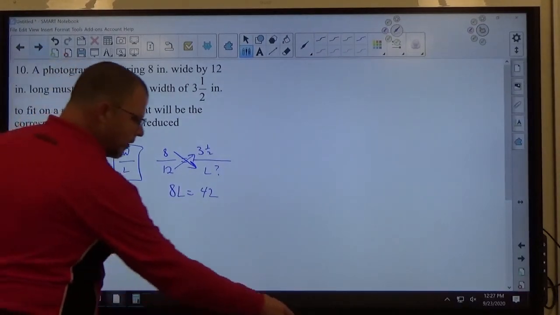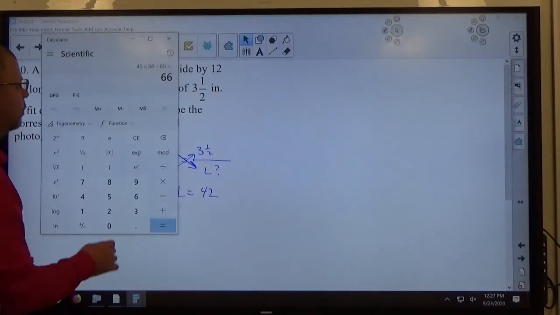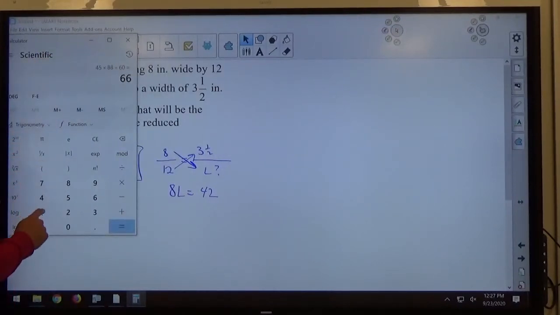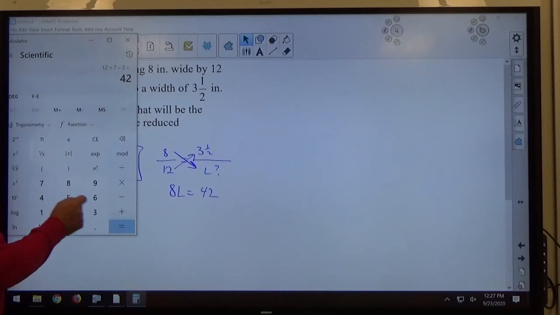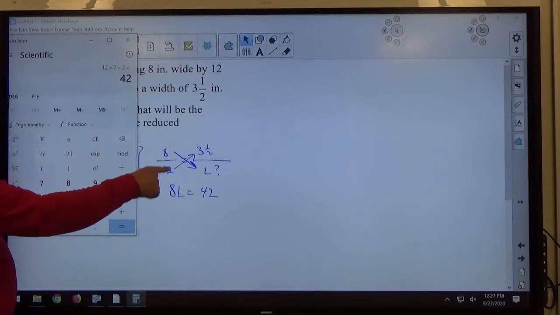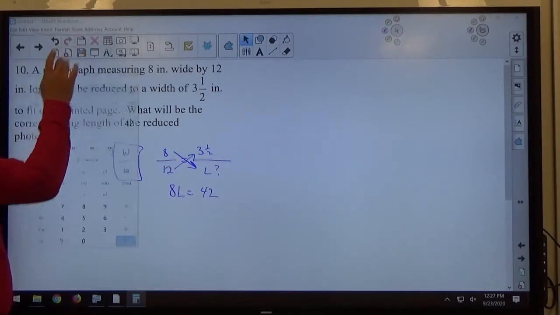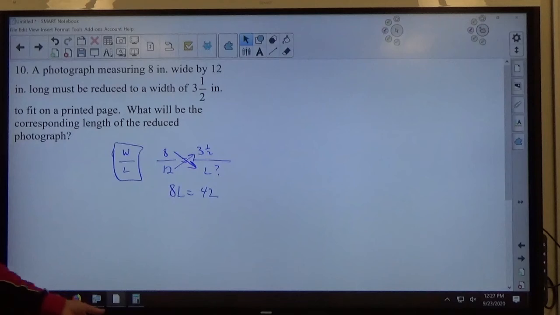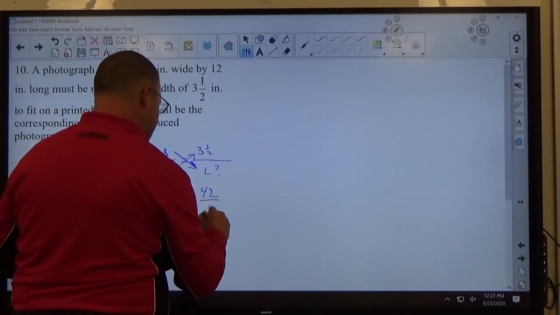Use a calculator if necessary. The way you do 12 times 3.5 on a calculator: 12 times 3.5 is 42. All right, 12 times 7 halves equals 42, making an improper fraction. 3.5 is 7 halves, right? So times 7 over 2 or times 3.5, however you want to do it. 8L equals 42. We divide both sides by 8.